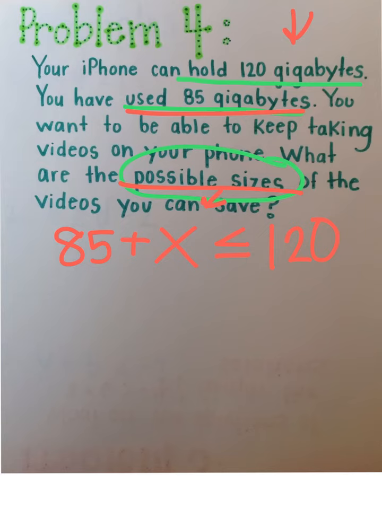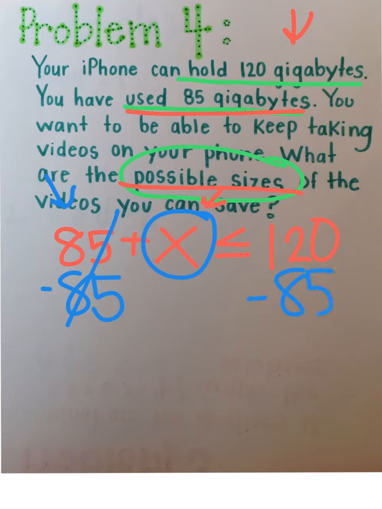Again, I'm going to treat this like an equation and know that I need to isolate my variable. I need to get rid of this 85. If 85 is being added to x, how do I undo it? Well, I want to subtract 85 from both sides. If I do the subtraction, I will be left with x is less than or equal to 120 minus 85, which I believe is 35. Okay, so x is less than or equal to 35. So the possible sizes of the videos I can save can be up to 35 gigabytes.